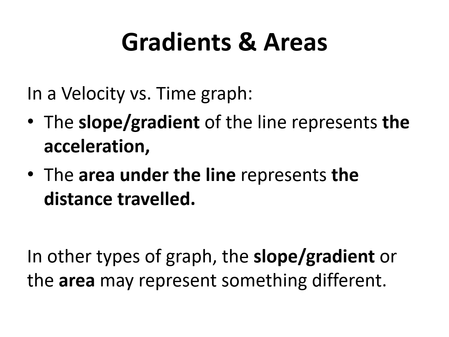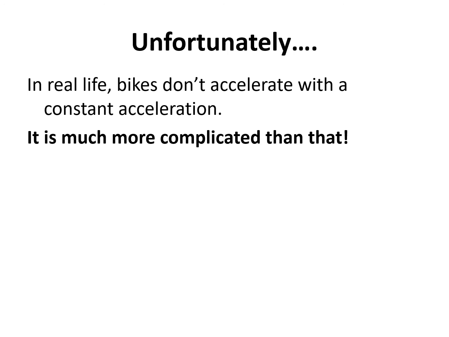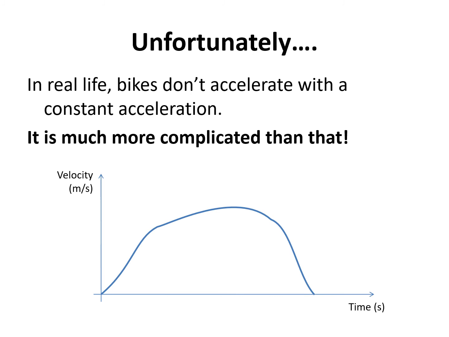Now, that's all very well with nice straight line graphs, and that's the sort of graphs you probably did at school. But in reality, most things don't give you straight lines. Most things are much more complicated than that. Bikes don't accelerate with a constant acceleration in a straight line. They actually go up and down. It's much more complicated than that.